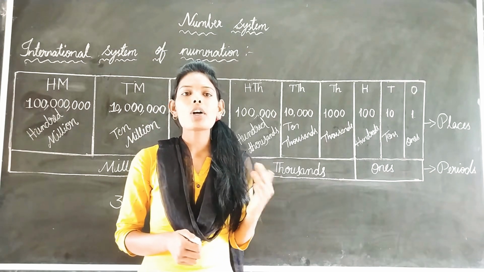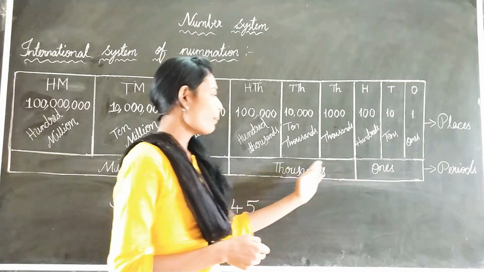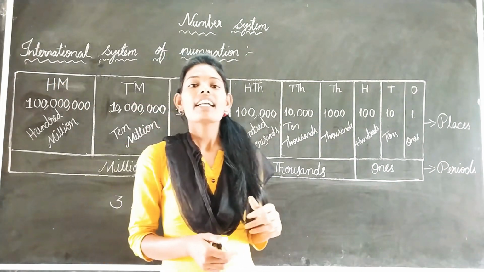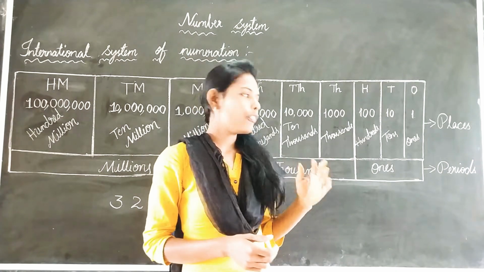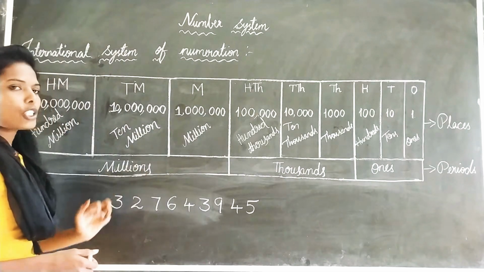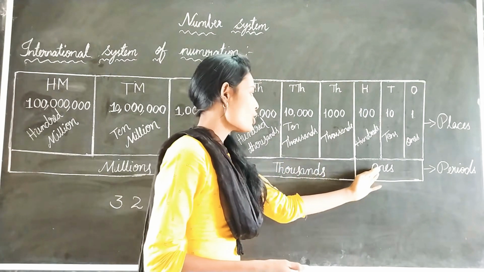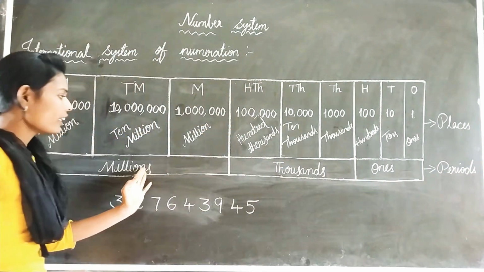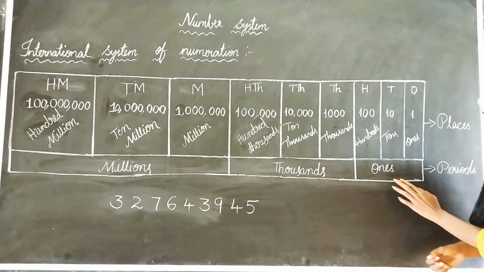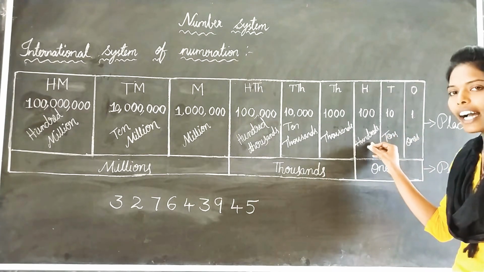To read large numbers without any confusion, the number is divided into periods. Children, in the international system, we have ones period, thousands period, and millions period. In ones period, we have three places. They are ones, tens, and hundreds.